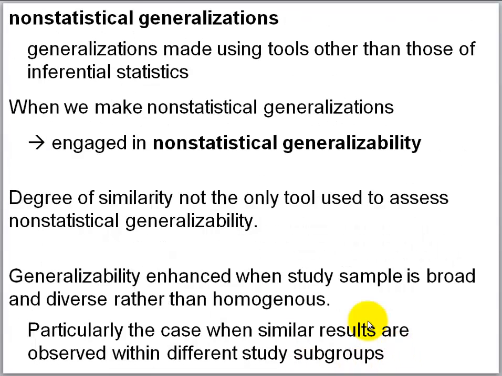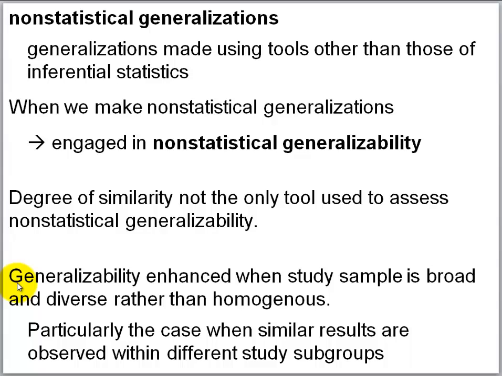So if our first set of generalizations were statistical generalizations, those based on statistical tools, when we make generalizations using tools other than those of inferential statistics, in other words, non-statistical tools, we are making non-statistical generalizations, and we are engaged in non-statistical generalizability. Degree of similarity is perhaps the key tool in making non-statistical generalizations, but it's not the only one.